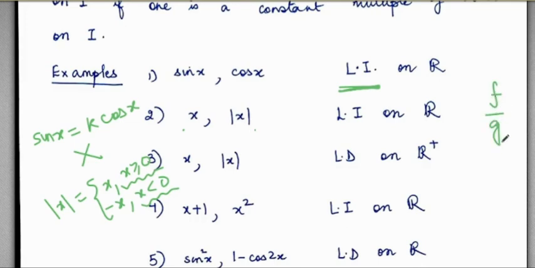The functions are linearly dependent if their ratio is equal to a constant k for every x lying in the domain. So if f and g are two linearly dependent functions, then their ratio will always be a constant. Now look at sin x upon cos x. Their ratio is not a constant. The ratio is tan x.